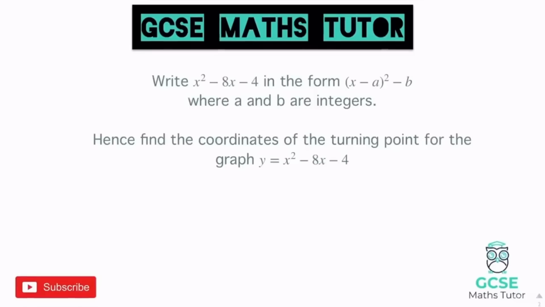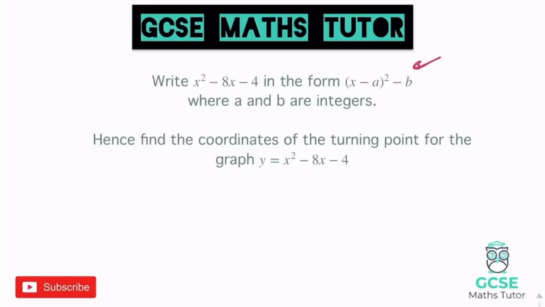Okay, so it says write this x squared minus 8x minus 4 in the form x minus a squared minus b, where a and b are integers. So it doesn't say complete the square, but that there is completed square form. Okay, so that's what we're going to do. We're going to complete the square, and then it says hence find the coordinates of the turning point for the graph with equation x squared minus 8x minus 4, the same one that's up there.